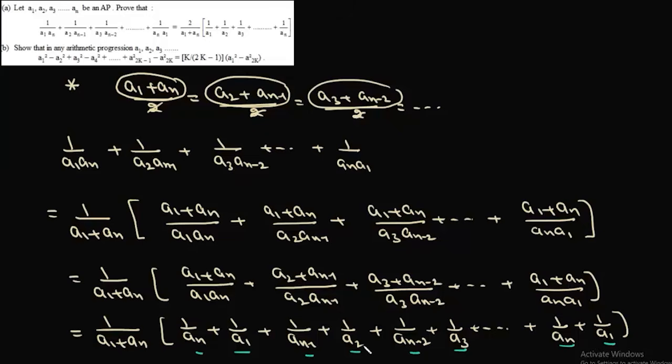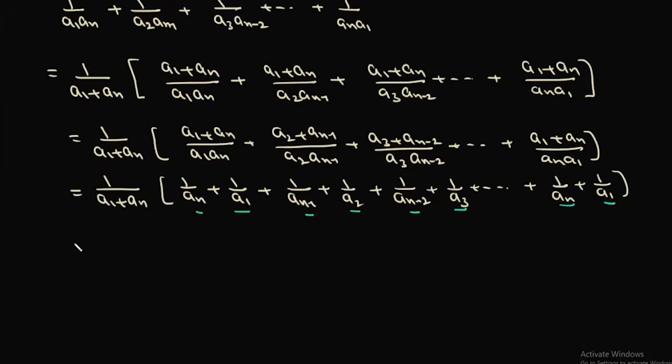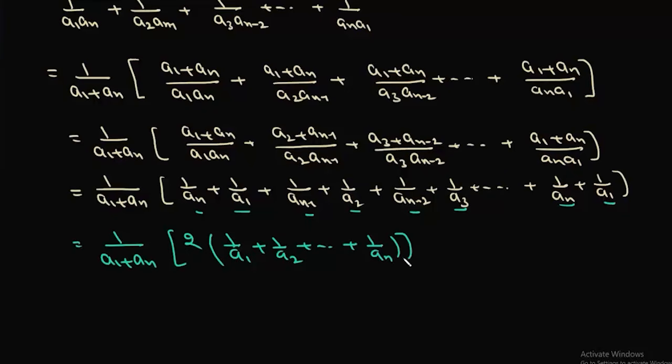So we have the series twice, so we can actually write this as 1 upon (a1 plus an), and it will be 2 times 1 upon a1 plus 1 upon a2 up to 1 upon an. So this is equal to 2 upon (a1 plus an) into (1 upon a1 plus 1 upon a2 up to 1 upon an), which is what we need to prove in this question.